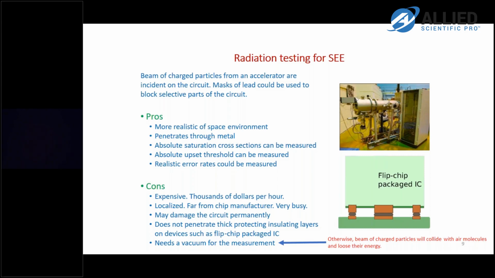It may damage the circuit permanently because of the energy of the charged particles, and it does not penetrate thick protecting insulating layers, such as shown on the right-hand side. It's a flip chip package IC where the sensitive part of the circuit is at the bottom and is covered by this thick layer of die, which is an insulating material. So it does not penetrate through this, and you cannot get to the sensitive part of the circuit. It also needs a vacuum for the measurement, because if no vacuum is created, the beam of charged particles will collide with air molecules and lose its energy. So these are some ups and downs of this method.